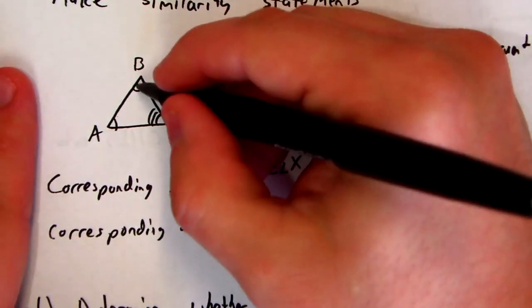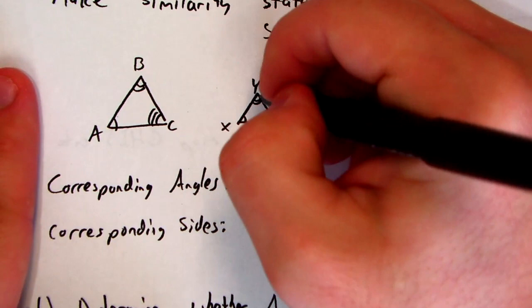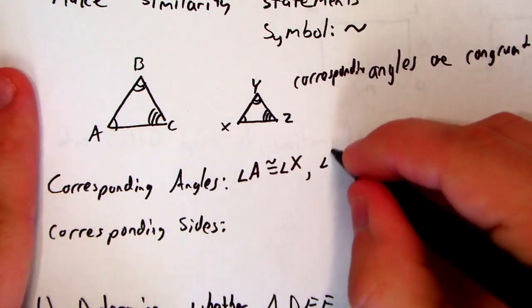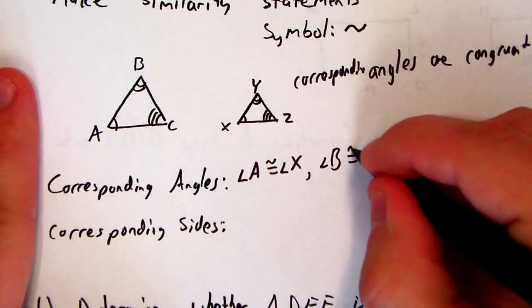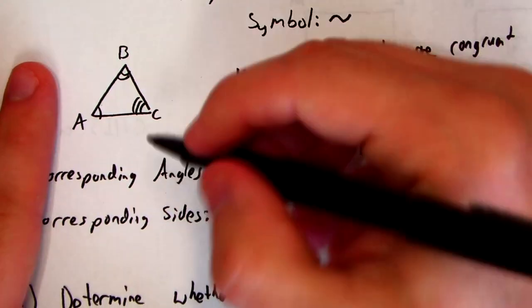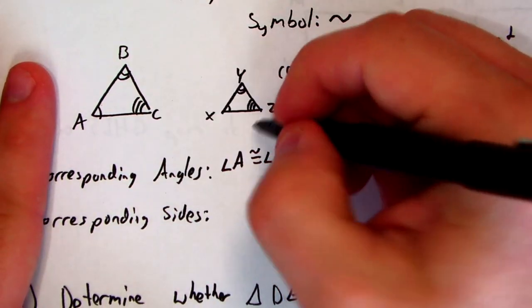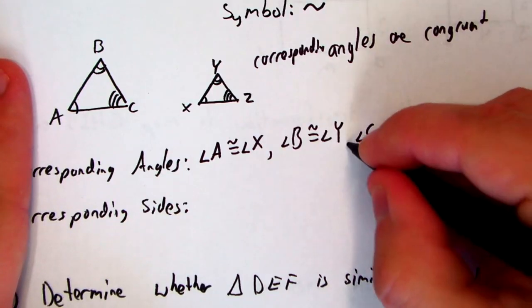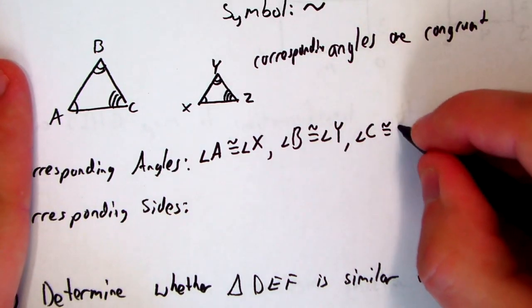Angle B here has two, and so does angle Y. So we'll have angle B is congruent to angle Y. And C has three, and so does Z. So we'll say angle C is congruent to angle Z.